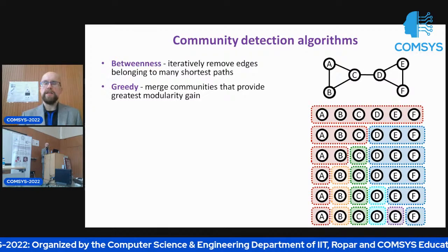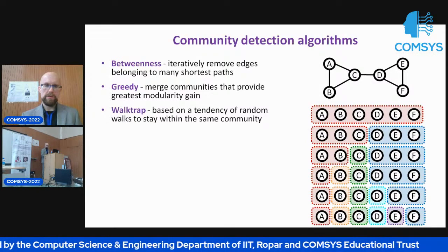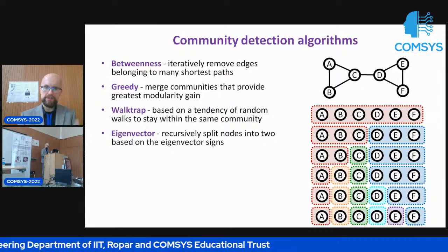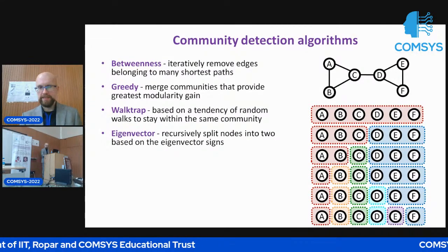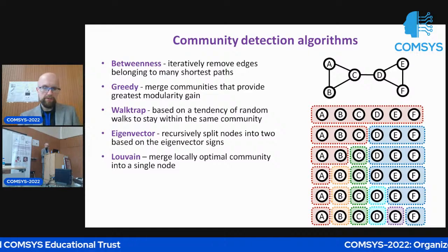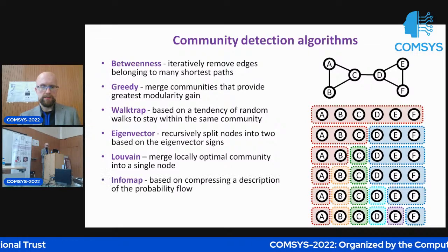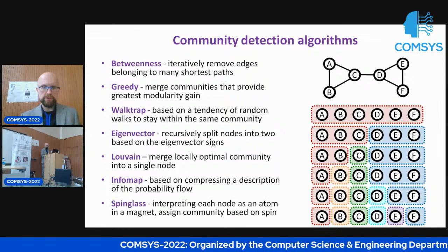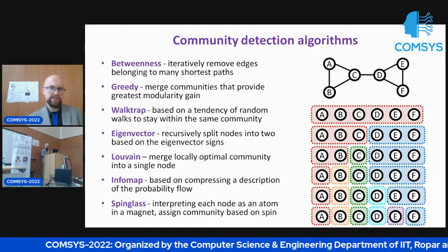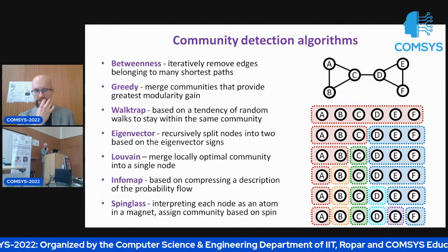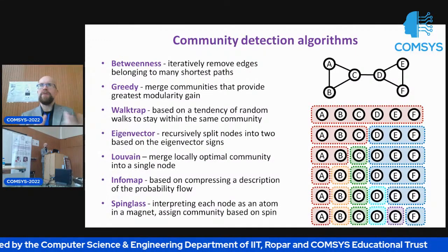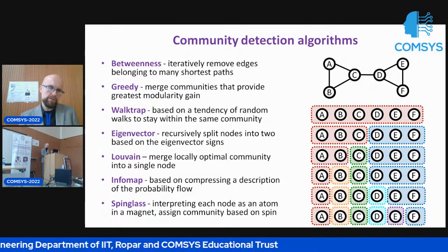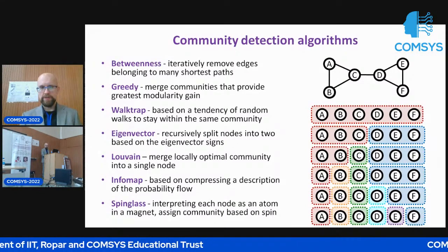And there are many other community detection algorithms. Walktrap is based on random walks. Eigenvector computes eigenvectors and splits the nodes based on the signs in the eigenvector. Louvain does some local optimizations. Infomap does probability flows. Spinglass is interesting because it has a physical interpretation: it treats nodes as atoms in magnets and checks their spins. So there are many different computational algorithms.